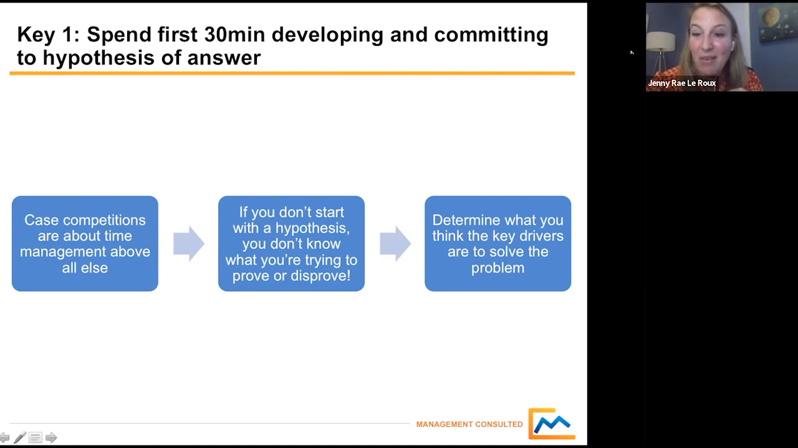And then number 3 here determines what you think the key drivers are to solve the problem. So if you think that this pharmaceutical company should launch a new product, what do they have to believe to launch the new product? You get immediate direction into step number 2. Okay. Questions on this before we move on? Okay, great. Let's keep on going.